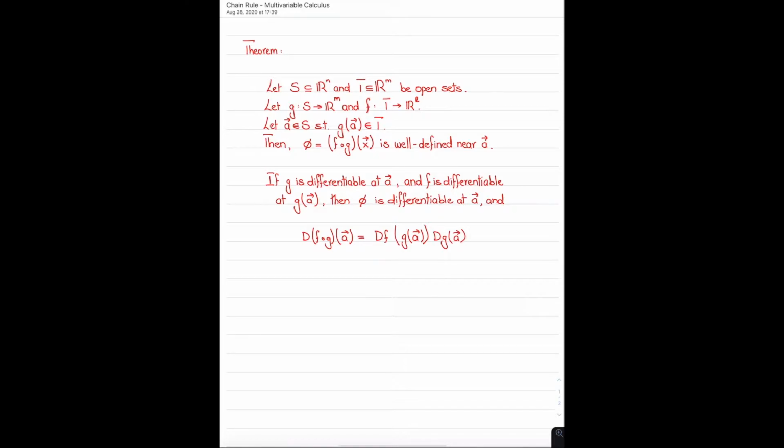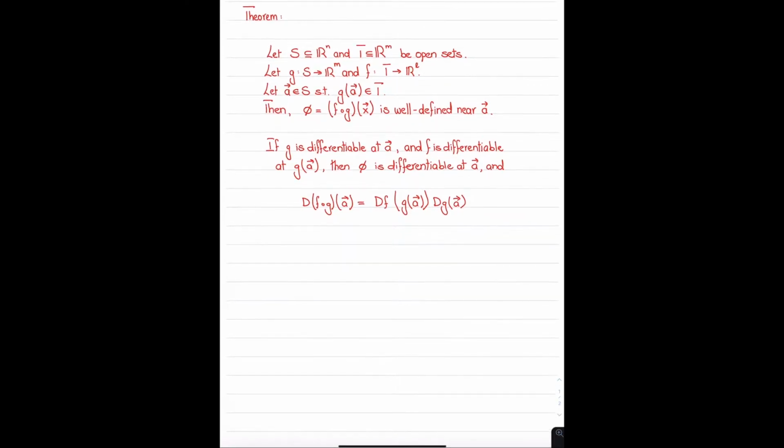Okay, anyhow, so now this is just setting the stage for the chain rule, the theorem itself. And what this theorem states is that if g is differentiable at A and f is differentiable at g of A, then phi is differentiable at A, and in particular the derivative of f composed with g at A is equal to the derivative of f evaluated at g of A times the derivative of g evaluated at A.